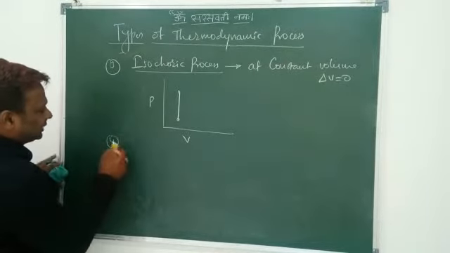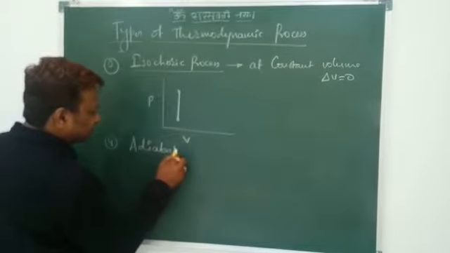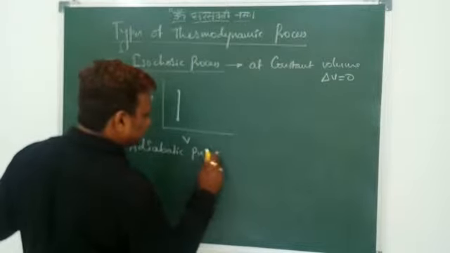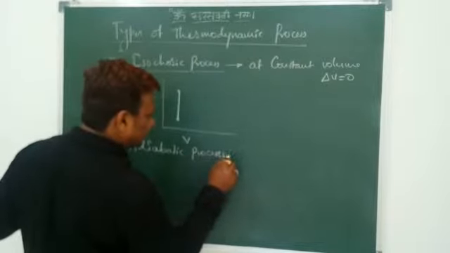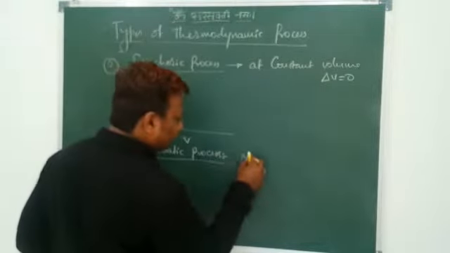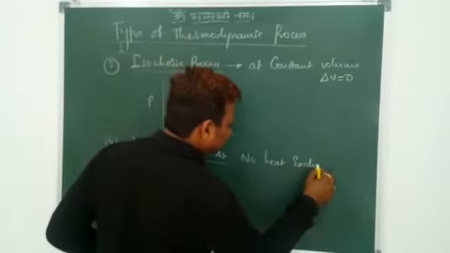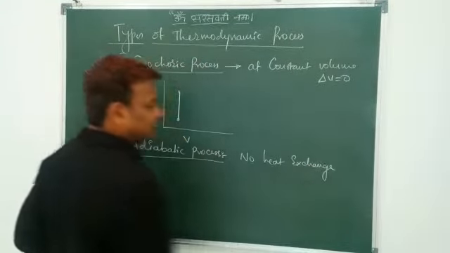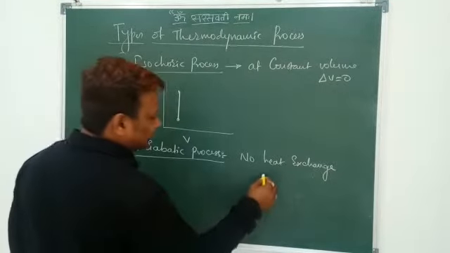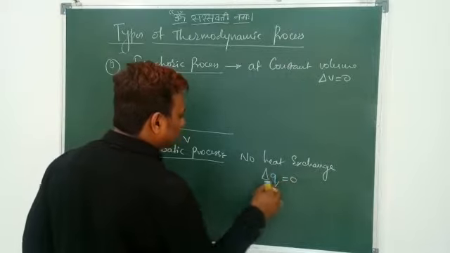And the fourth one is one more very important process that will be called an adiabatic process. The process in which there is no heat exchange. The process which takes place where no heat exchange will be there, that will be called an adiabatic process. That means our delta Q is equal to 0.